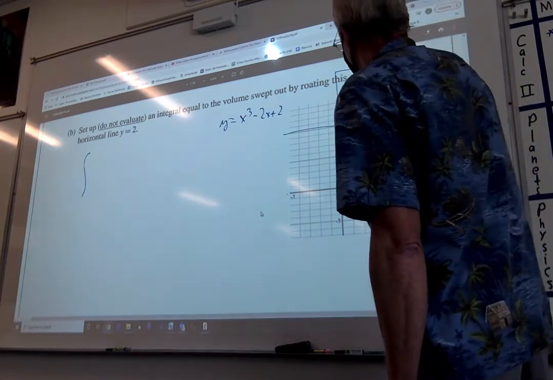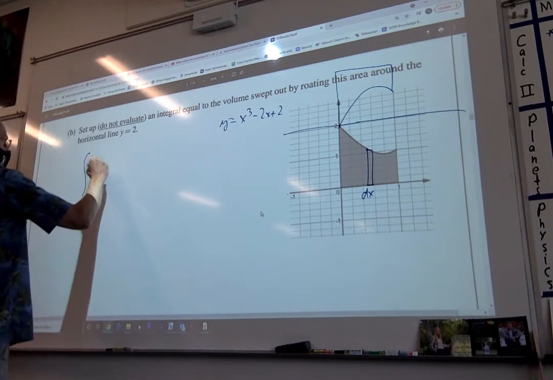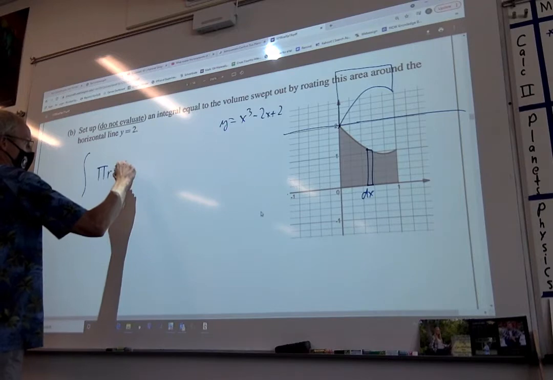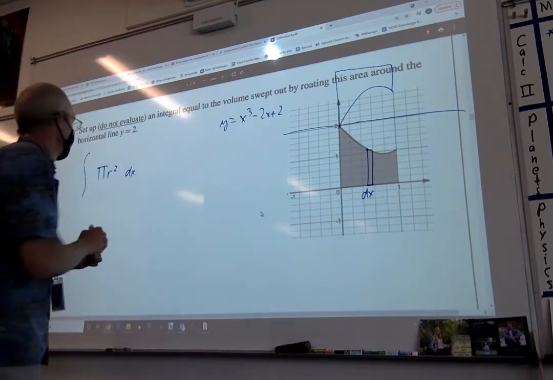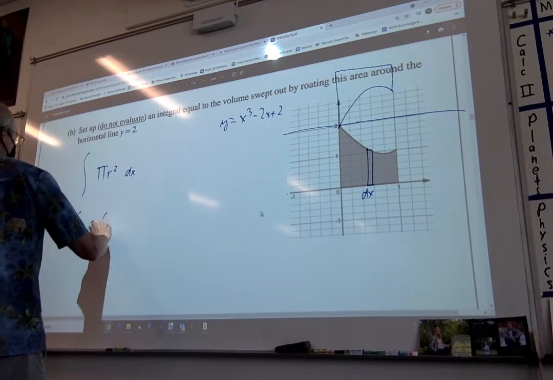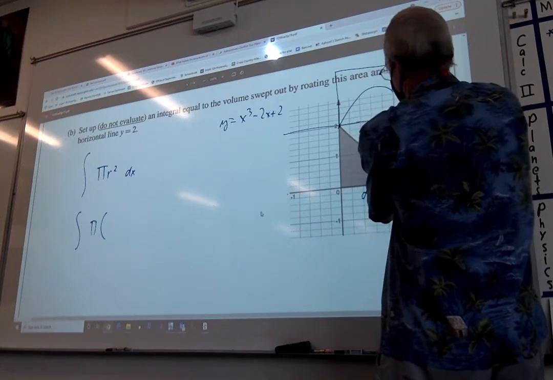And we got to subtract out the middle. So, it's always pi radius squared dx, right? Pi r squared dx. Cylinder. So what is the radius? So it's pi times the full minus this.